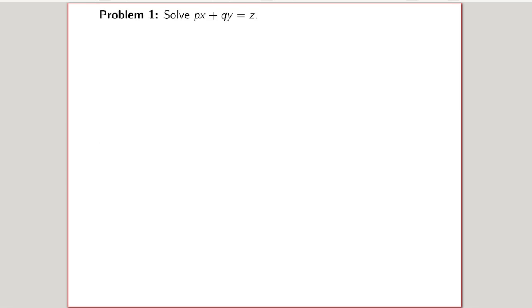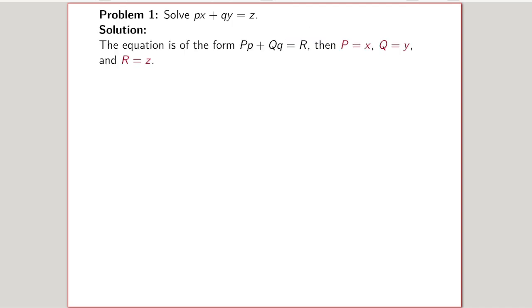So take problem number 1. We can clearly see that it is in the form of Pp plus Qq equal to R. Here we can take capital P as x, capital Q as y and capital R as z. So the given equation is in the form of Pp plus Qq equal to R.